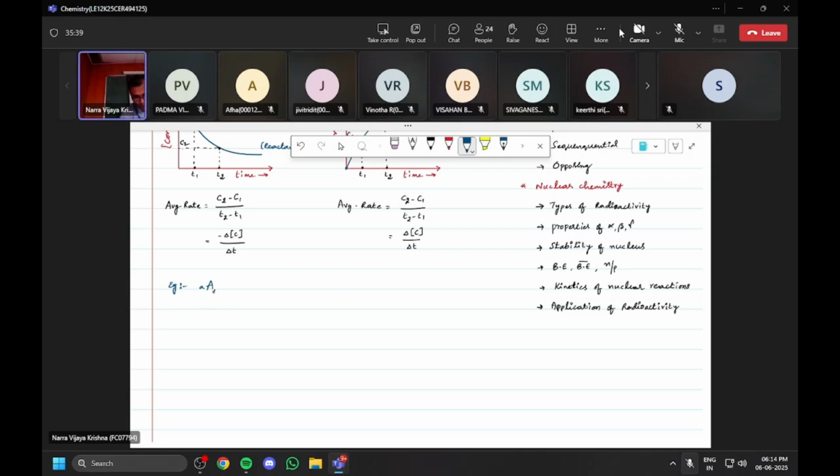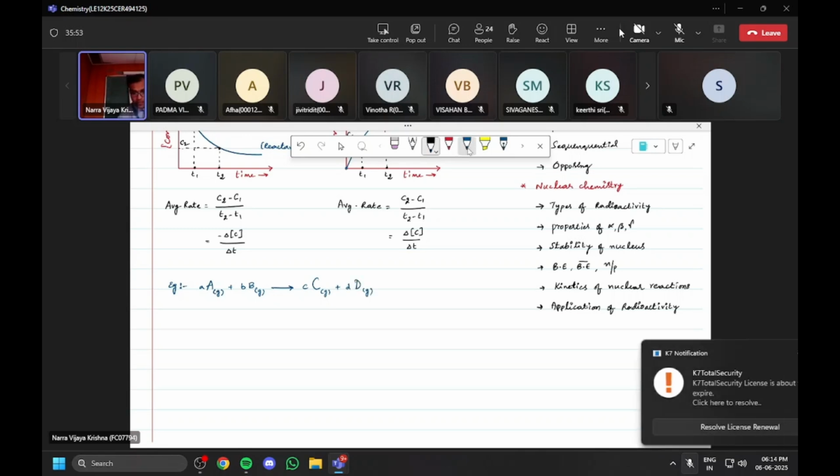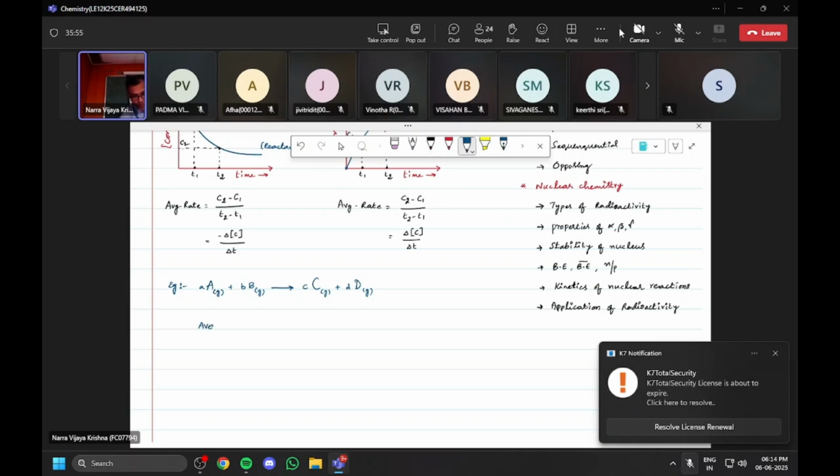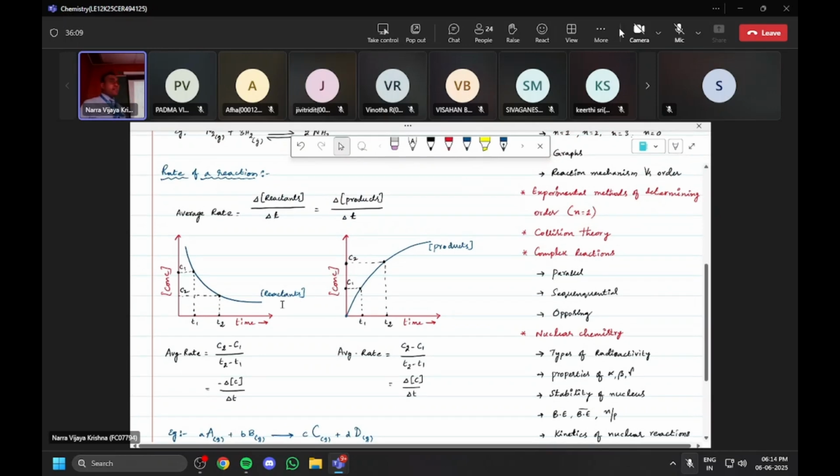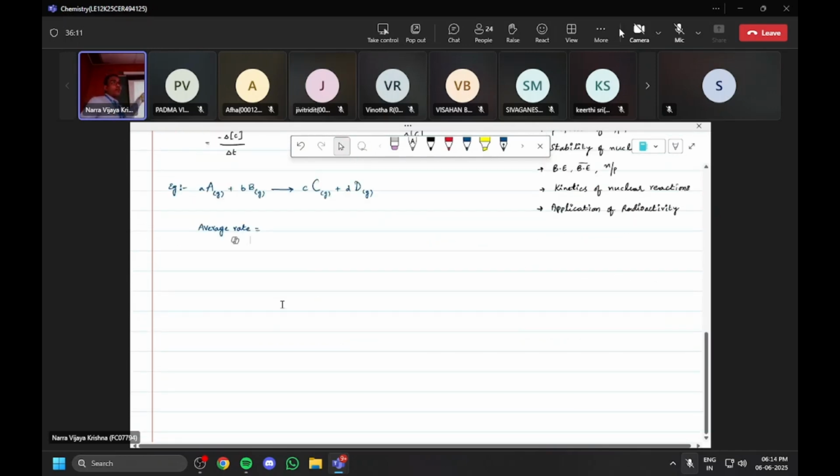A moles of A react with B moles of B to form C moles of C plus D moles of D. This is the reaction. Now, what is the average rate formula? What is average rate equal to? What will you write? Now I have stoichiometric coefficients. If there is no stoichiometric coefficient, I will write in a different way. When the stoichiometric coefficient is there, it goes to the denominator.